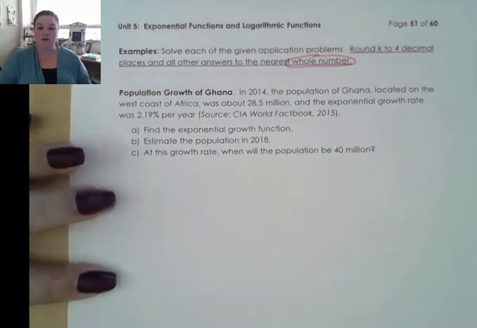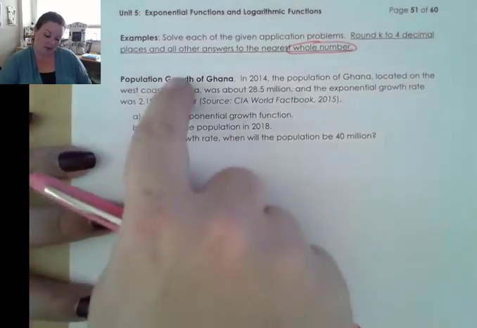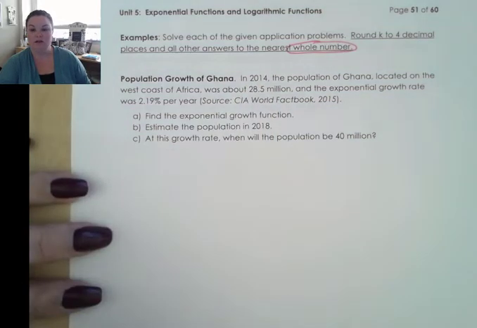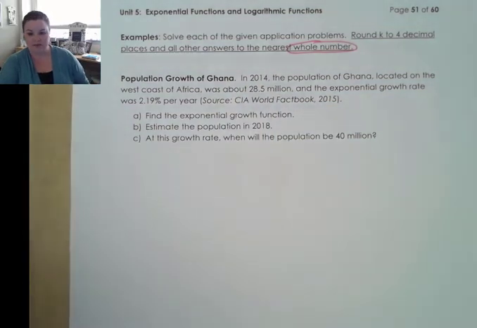All right, so it says population growth of Ghana. In 2014, the population of Ghana, located on the west coast of Africa, was about 28.5 million, and the exponential growth rate was 2.9% per year. Okay, so the first thing it wants us to do is find the growth function.